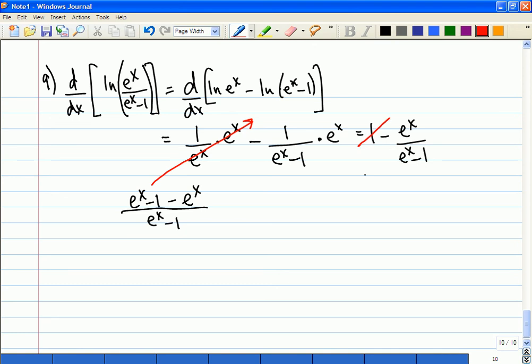And sorry if I rushed that. What I did, I went e to the x minus 1 over e to the x minus 1. Okay. So this part here means I'll be able to cut out the e to the x's, and I would have negative 1 over e to the x minus 1. And that does appear as one of the answers, which is C.